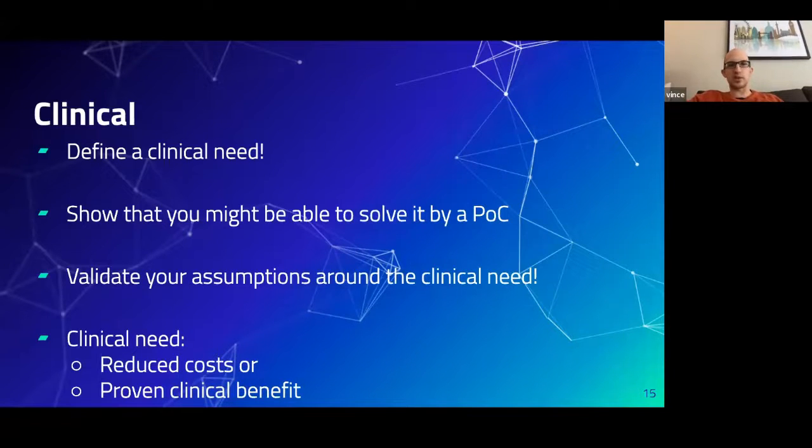And how can something become a product? This is important. You either need to reduce costs, which is clear because people would love to buy things that actually reduce costs in the healthcare system. But the other way that you can go is a proven clinical benefit.